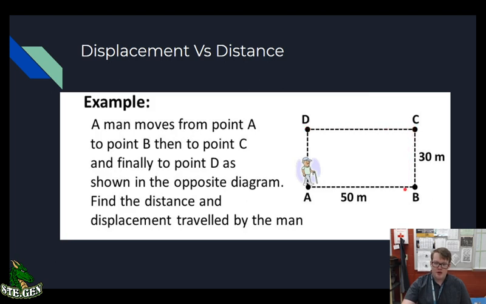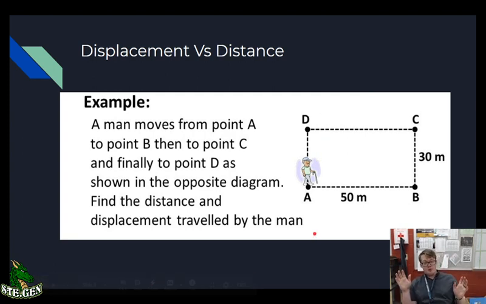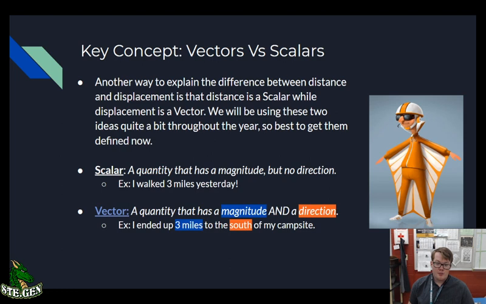So 130 is the distance traveled, but the displacement, if you just go from where did he start to where did he end, is only 30 meters. So those two are very different numbers because displacement only cares about, well, where did you end up? Distance cares about the journey along the way. Now, the other way to describe this or to think about them is that distance is a scalar, while displacement is a vector.